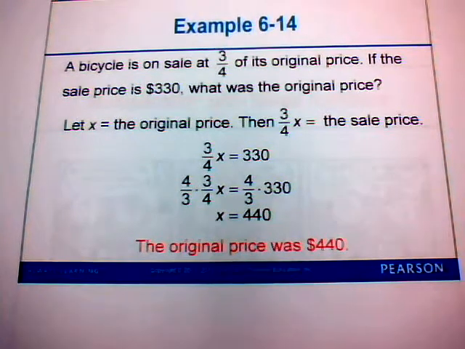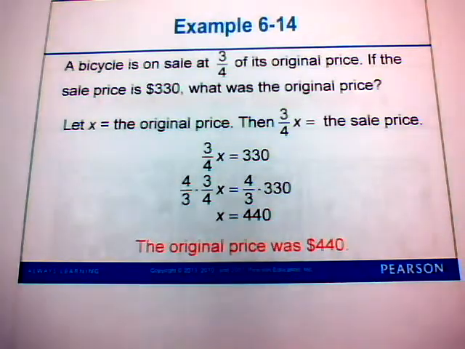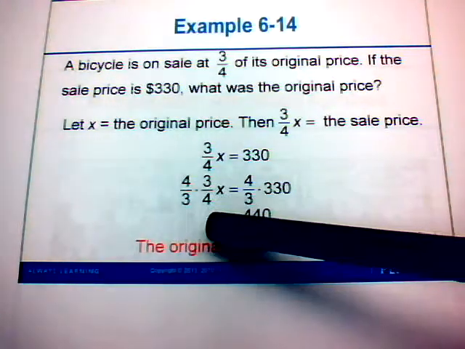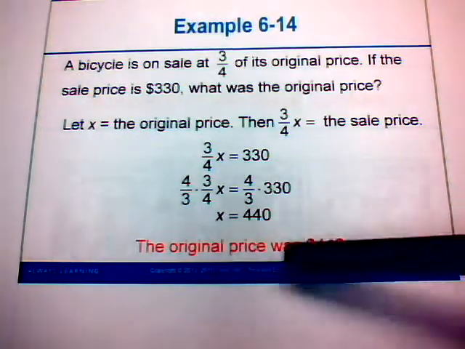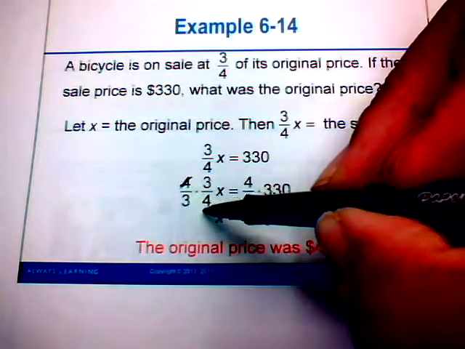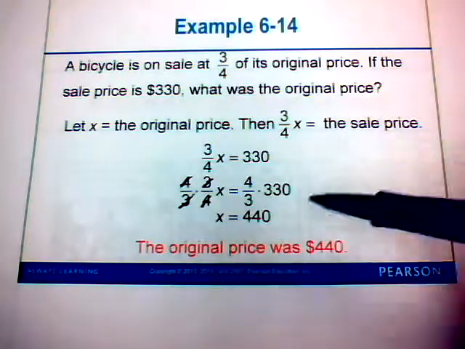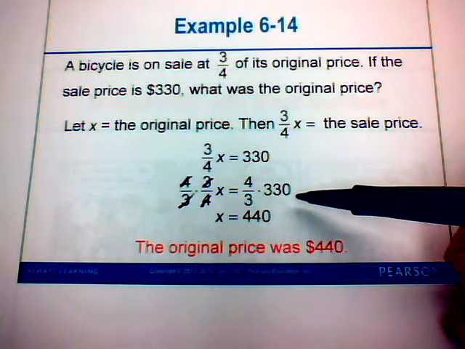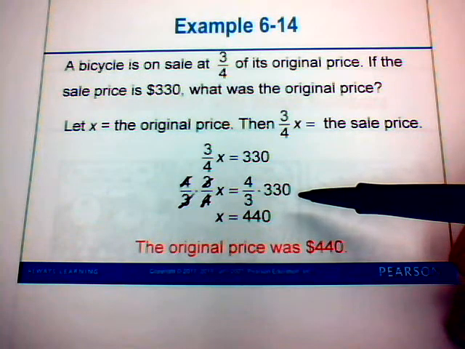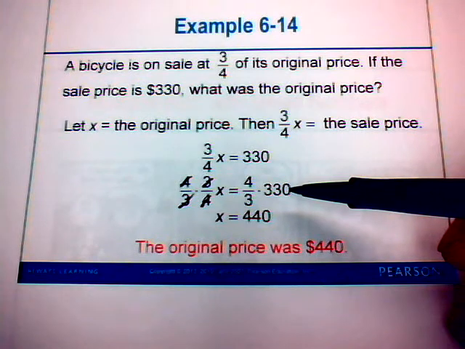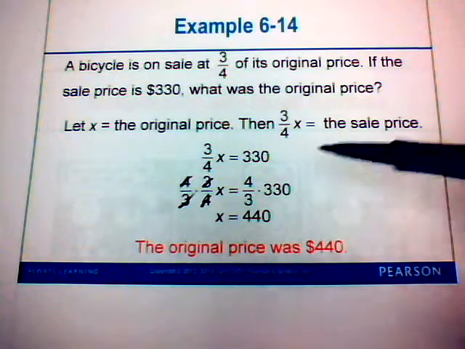Now to solve for x, I'm multiplying by 3/4. Since I'm dealing with a fraction, it'll be easier for me to multiply both sides of this equation by the reciprocal of 3/4, which is 4/3. And when I do that, as you'll notice, these 4's will cancel, and so will the 3's. They too will cancel. You're left with x. So now you've got 4/3 times 330. Okay, now you can do 4 times 330, which will be 1320. And then 1320 divided by 3 will give you 440.